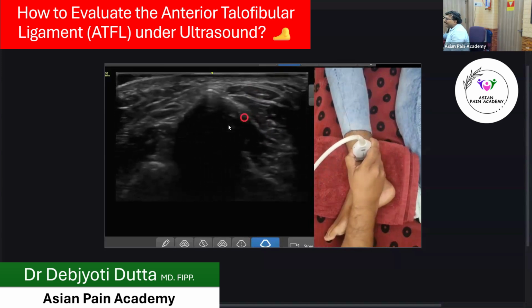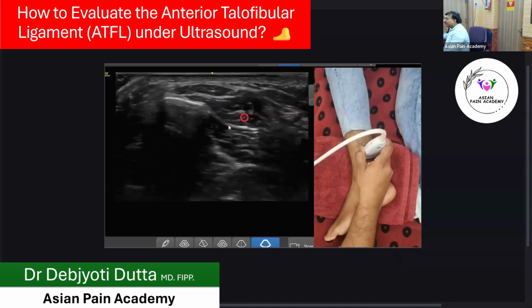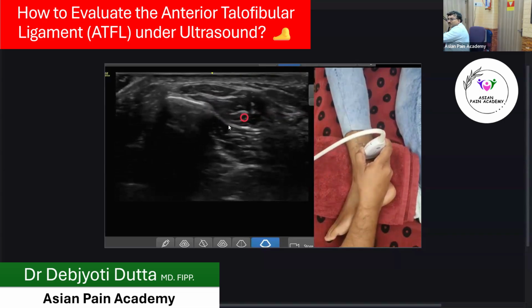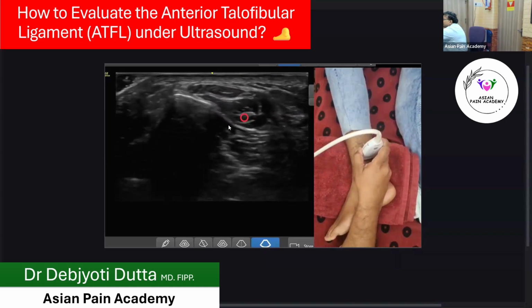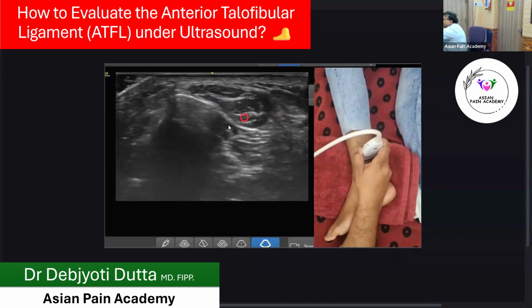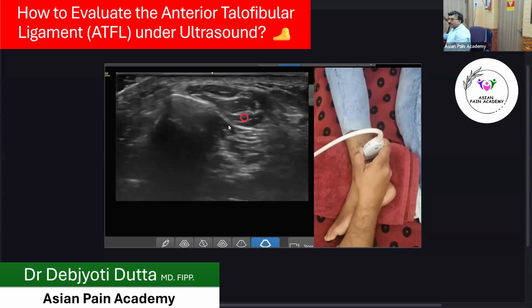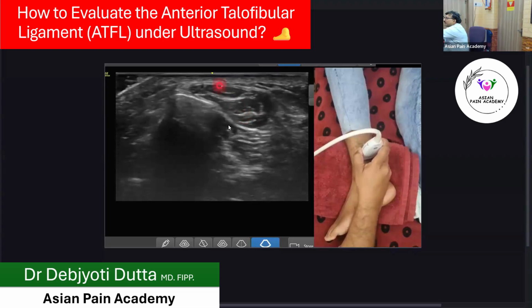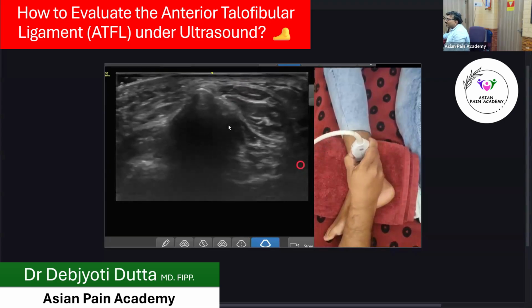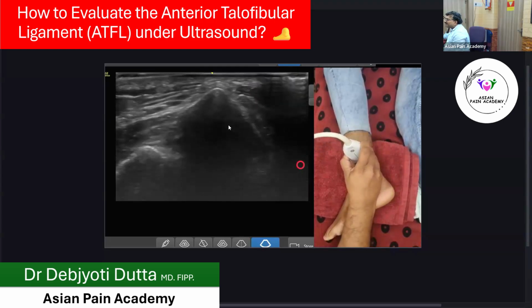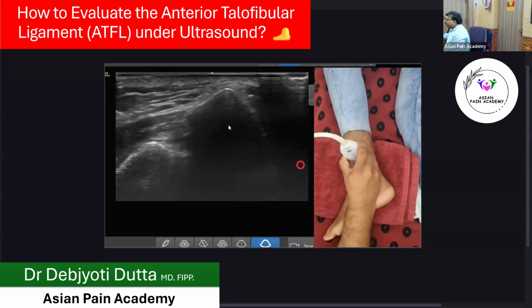As I come anteriorly, keeping the peroneus longus and brevis towards the right side, or you can say posterior side, let me increase the gain slightly. Here we can see the peroneus longus and brevis remaining at the posterior side, and the shark fin appearance you can see. Going to the anterior side, we can see another bone.